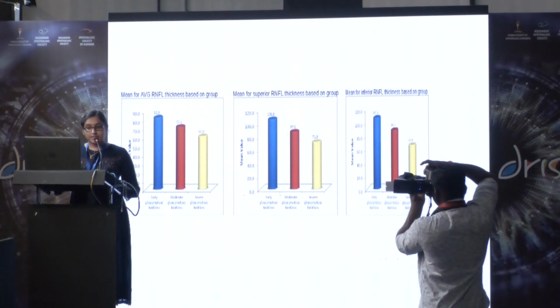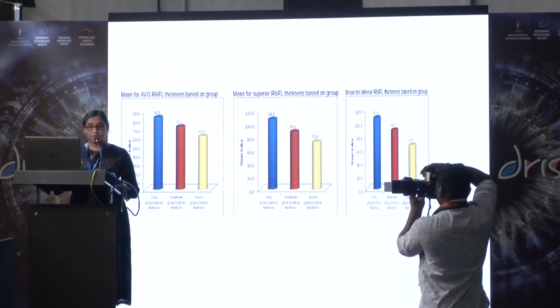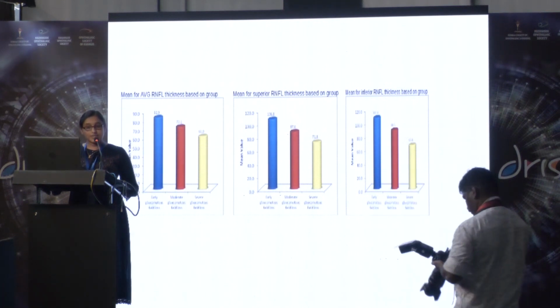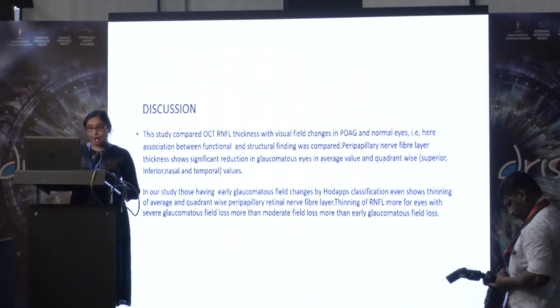The average RNFL thickness was also found to be higher in early glaucomatous field loss patients than in moderate glaucomatous field loss patients, and than in severe glaucomatous field loss patients. A similar trend was also observed on comparing superior and inferior RNFL thickness.